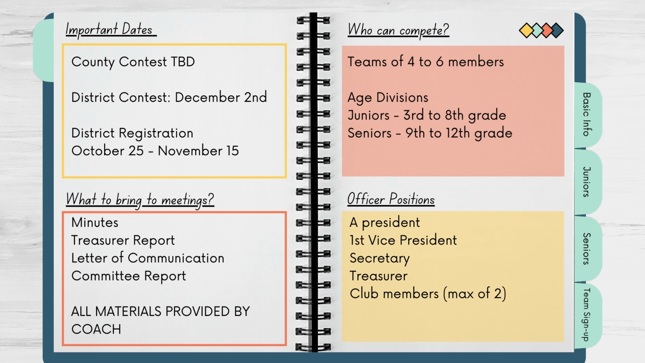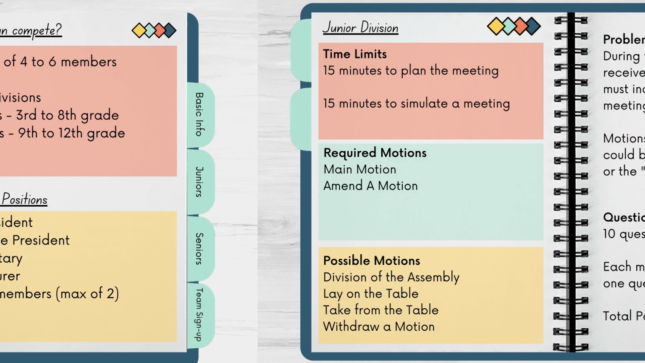The different officer positions that we'll cover within our meetings, and we'll assign those at practices, will be a president, vice president, secretary, treasurer, and then 2 club members if you max out at 10 team members. To each practice, for which all materials will be provided by the coach, you'll bring minutes, a treasurer's report, a letter of communication, and then 2 different committee reports.